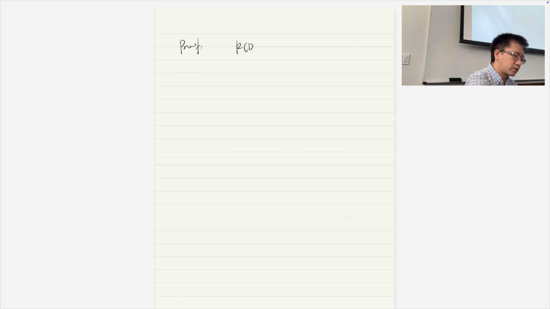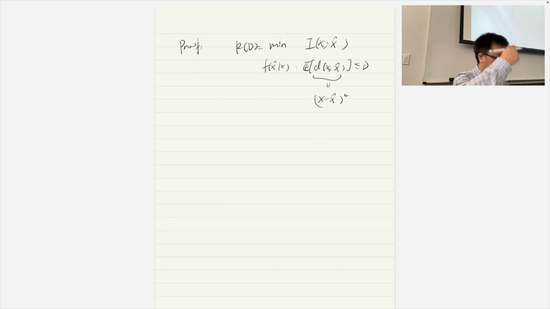Again, the rate distortion function looks like this, right? The minimum of mutual information. Here we need to design the PDF instead of PMF, and then the distortion metric will be the same as before. Here it is nothing but x minus x hat squared.